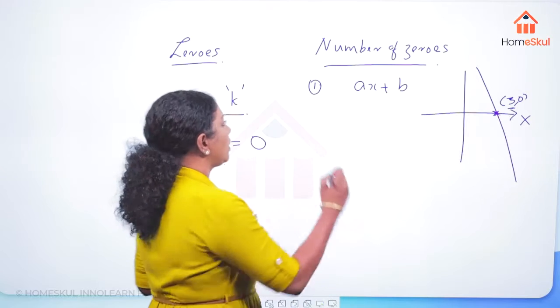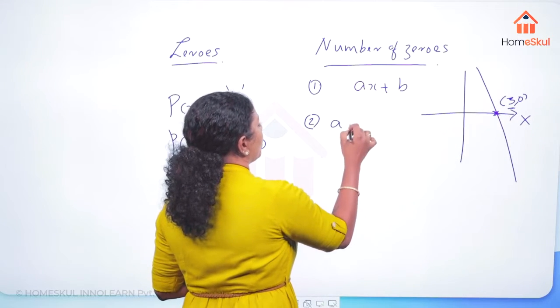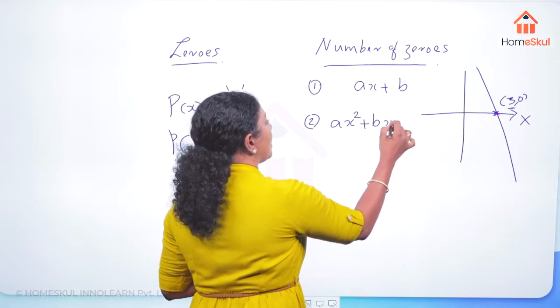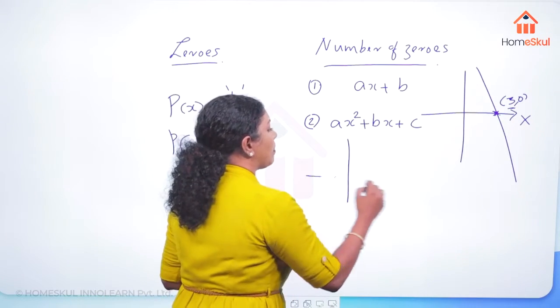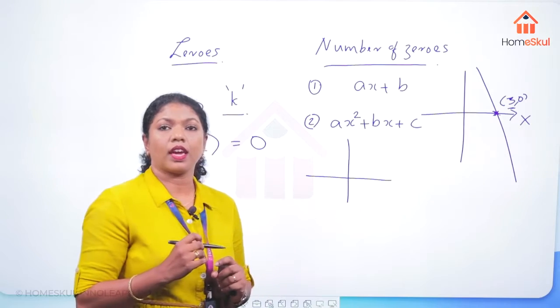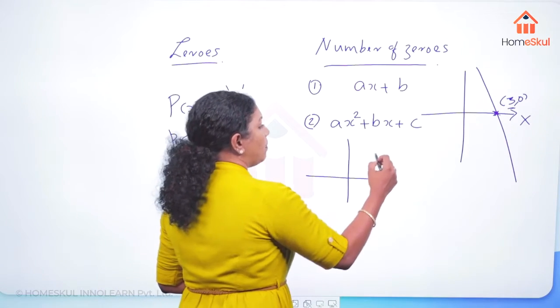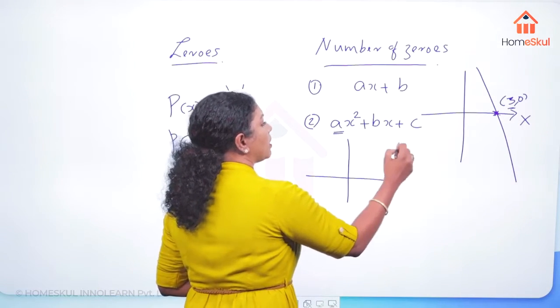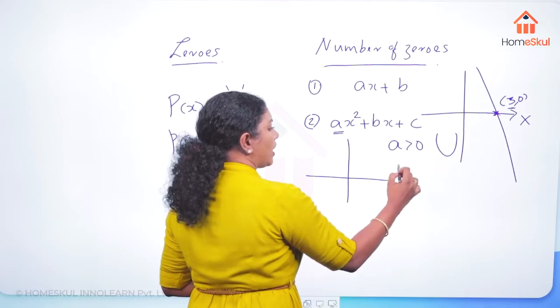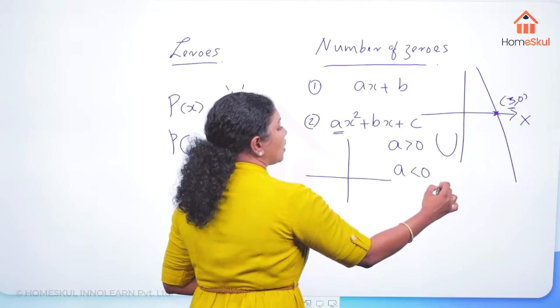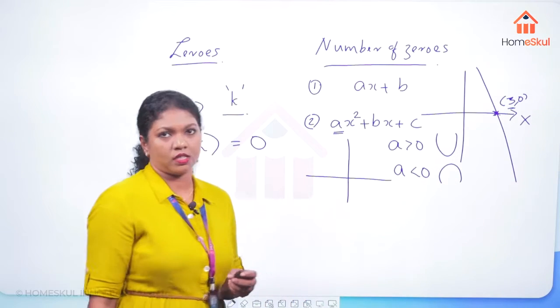Right? And what if it was a quadratic polynomial, ax square plus bx plus c? If it is a quadratic polynomial, this can be a parabola. The parabola can be upward or downward depending upon the value of a. If a is greater than 0, the parabola will be in the upward direction. If a is less than 0, the parabola will be downwards.